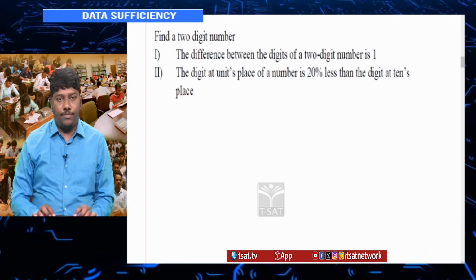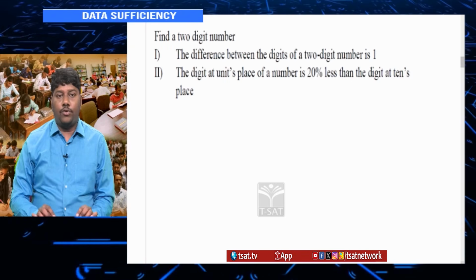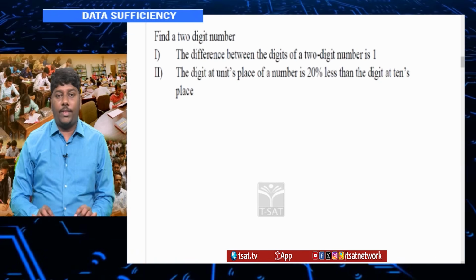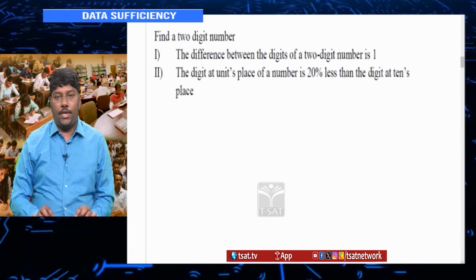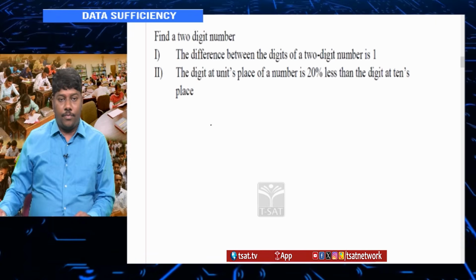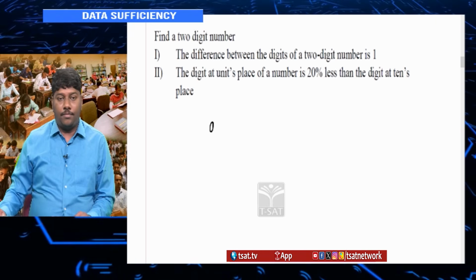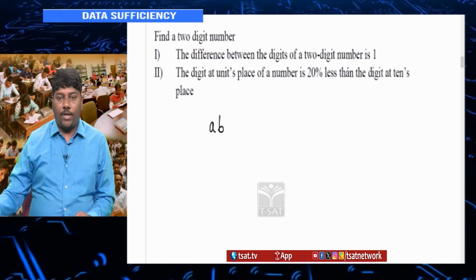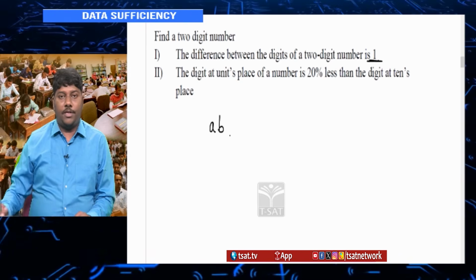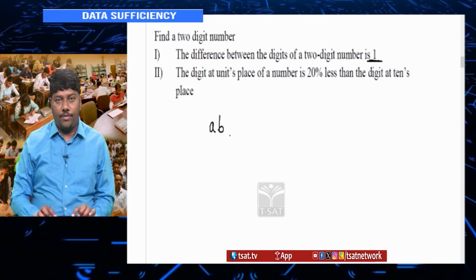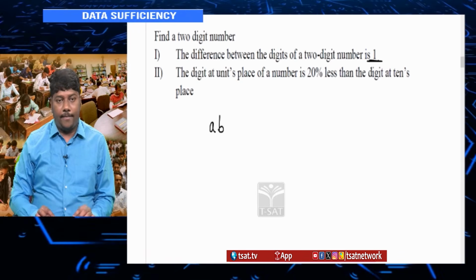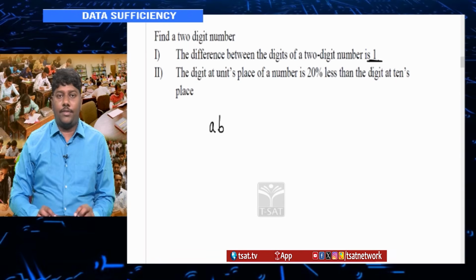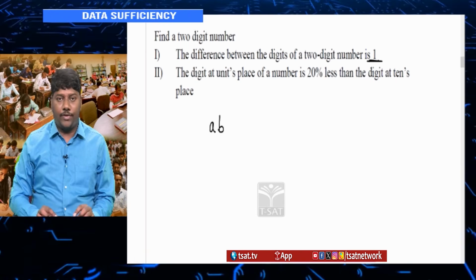Now, let us look at the question. Find a 2-digit number. Statement 1, he says, the difference between the digits of a 2-digit number is 1. So, I would say 2-digit number AB. The difference between them is what? 1. We don't know which is greater, but the difference is 1. Just by knowing the difference 1, I can't say the 2-digit number because there are so many 2-digit numbers whose difference is 1. So, option 1 is not sufficient.